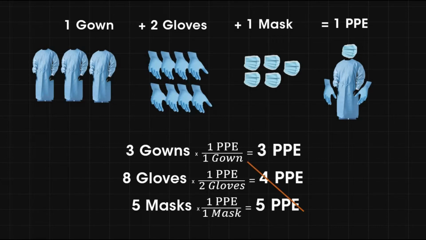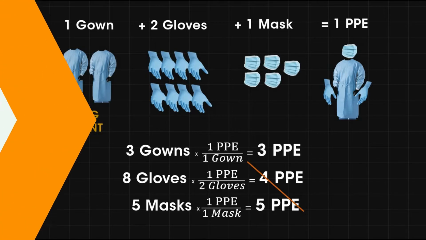We realize that the highest possible number of PPEs that we can make is 3. The production is limited by the gown, making it the limiting reactant of our experiment. The remaining excess are those we consider as the excess reactant.